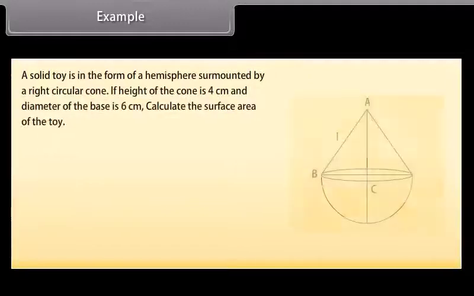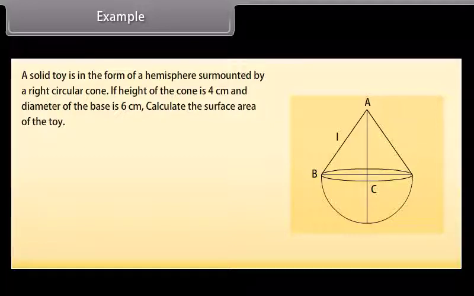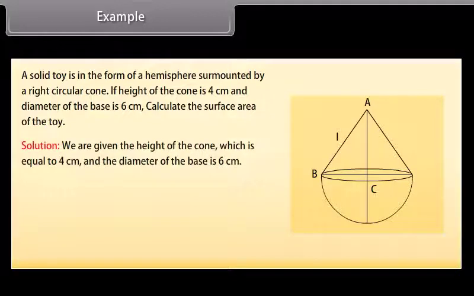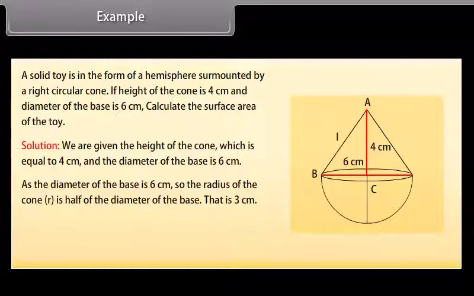Example. A solid toy is in the form of a hemisphere surmounted by a right circular cone. If the height of the cone is 4 cm and the diameter of the base is 6 cm, calculate the surface area of the toy. Solution. We are given the height of the cone, which is equal to 4 cm, and the diameter of the base is 6 cm. As the diameter of the base is 6 cm, so the radius of the cone r is half of the diameter of the base, that is 3 cm. Also, radius of hemisphere is 3 cm.